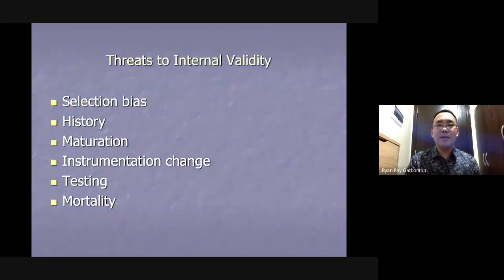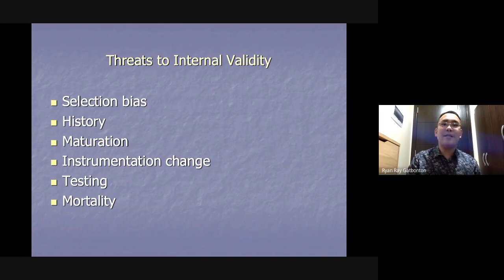Now, earlier we talked about internal validity, no? When we say internal validity, as we said earlier, this refers to your internal characteristic of whether your study establishes a good causal effect. In other words, is my intervention really the cause of the change in my outcome? So, there are several threats that we need to take note of when we conduct or design our research. The first is selection bias.